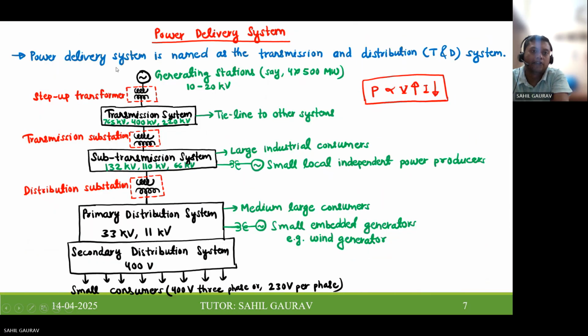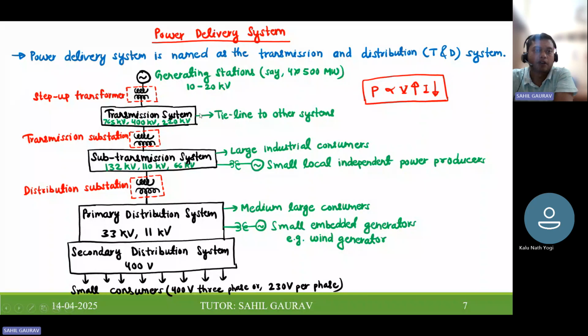Then you can see our power delivery systems, how we have divided the power systems into sub parts. First, we have the generating station, and its rating is 10-20 kV, and power rating is typically 500 megawatt. If you have 4 generating stations, then it will be 4 cross 500 megawatt. And then we have transmission systems, and in transmission system, we have tie lines to connect other transmission systems. Then we have sub transmission systems. Its rating is 132 kV, 110 kV, 66 kV.